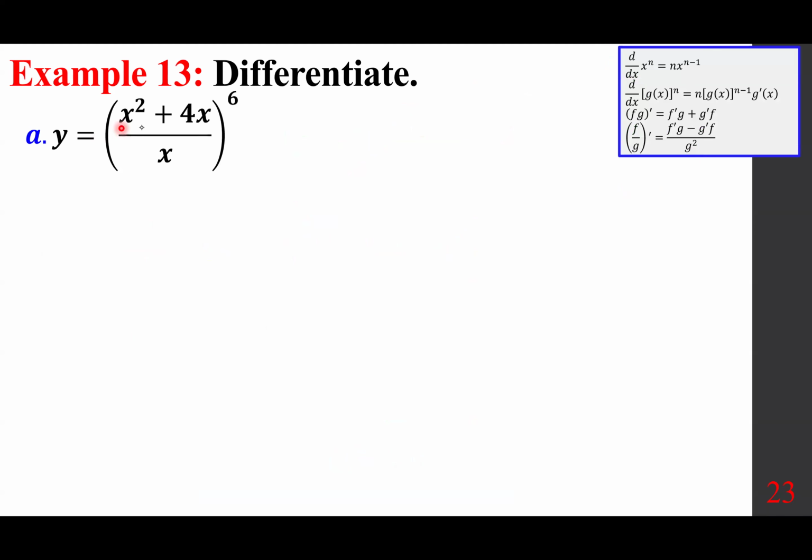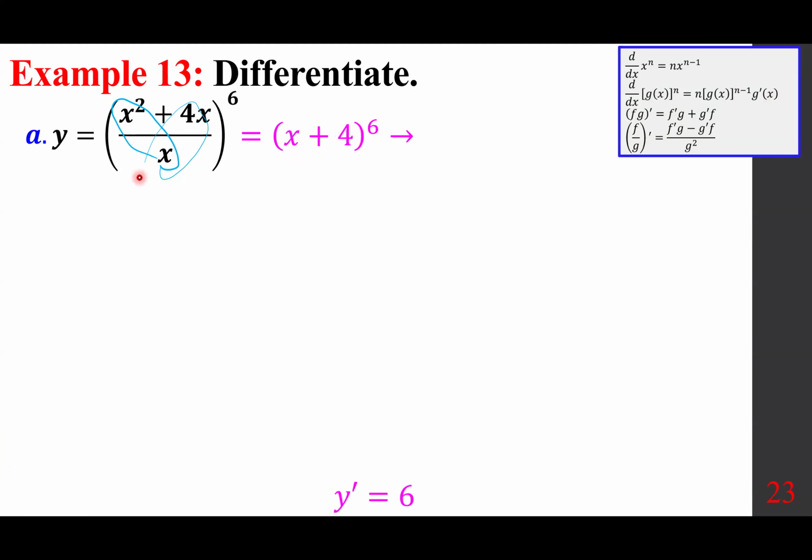When I differentiate y equals x squared plus 4x over x to the power of 6, we use our algebraic techniques and we recognize this as x and this as 4. In other words, make up two fractions first. Always look for the easy way out. This is x, this is 4. You don't have to use the quotient rule, and what we do is to use the extended power rule, 6. So I want to differentiate this.